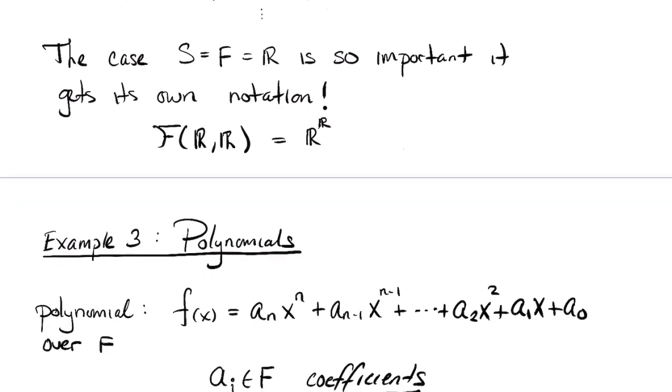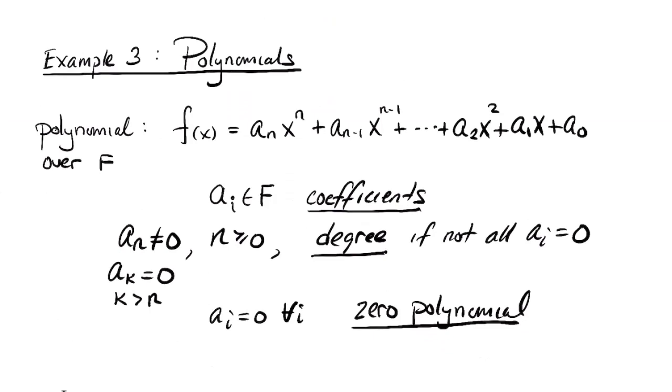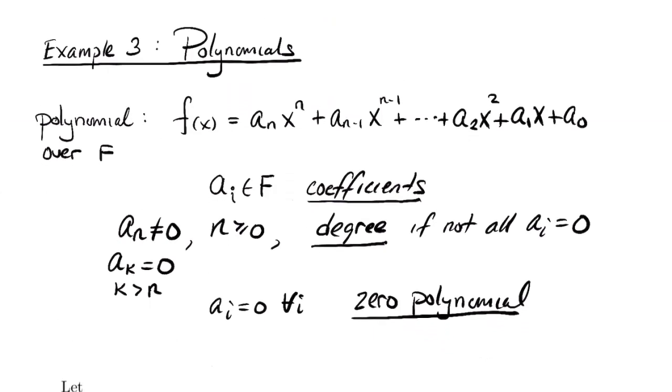We'll give some special notation. It's an important case when it's real numbers to real numbers. We'll write it like that, R to the R. It's easier to write than that f thing. So R to the R is the set of all functions from R to R, and it's a vector space. It's a big vector space in some sense that we'll make precise later.